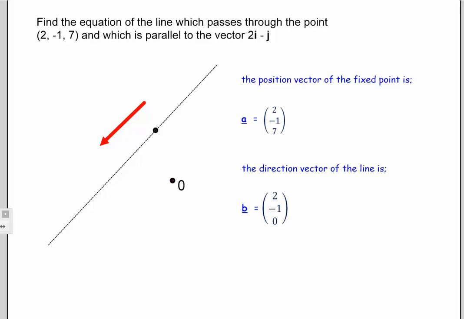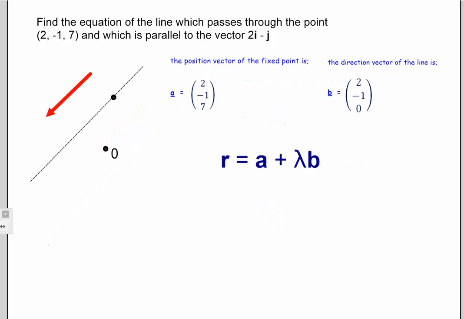So let's write down the equation of that line. So we've got a position vector and a direction vector. This is our vector equation. So we're going to replace the a by our position vector. So r equals (2, -1, 7), and lambda times by the direction vector. So lambda multiplied by (2, -1, 0). And that's our equation of the straight line in vector form.